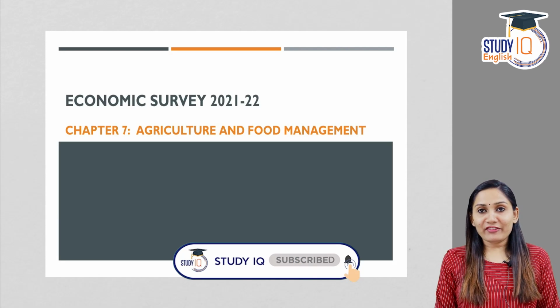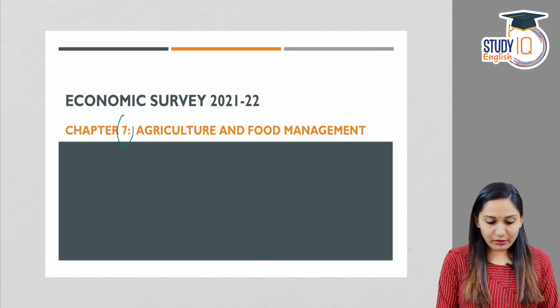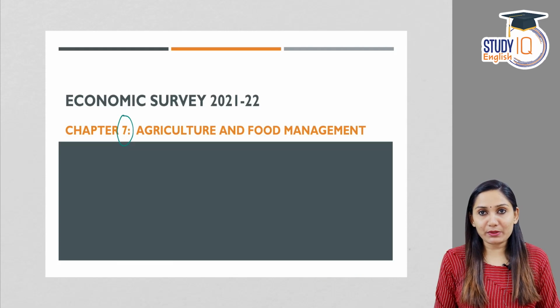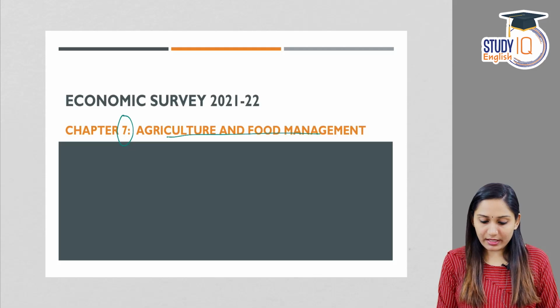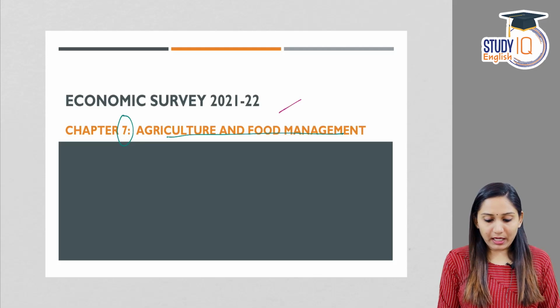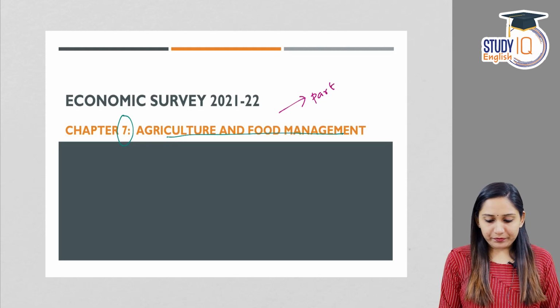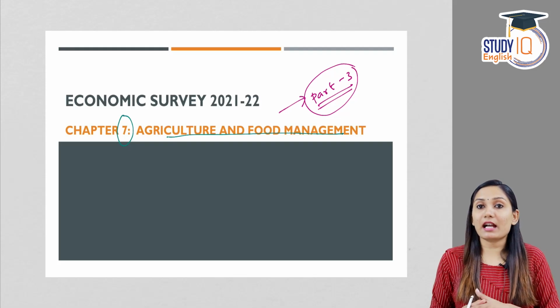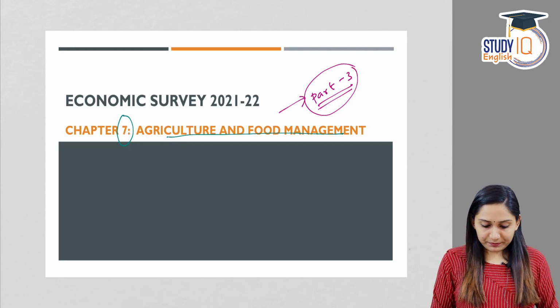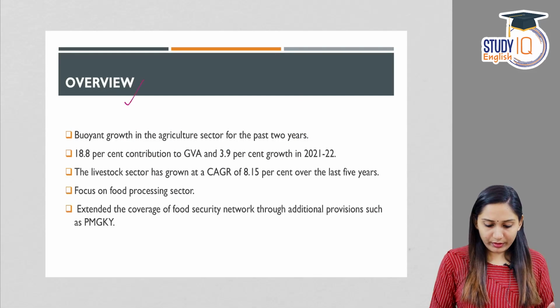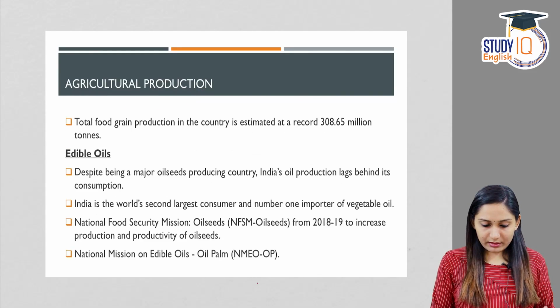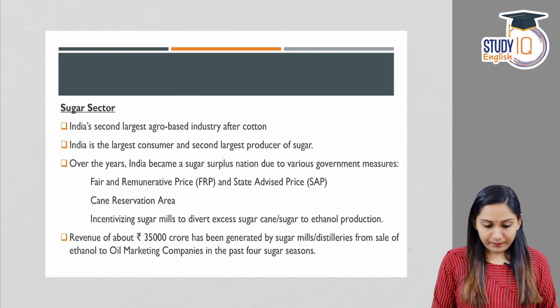I'm Joycey Joy. We are continuing with the 7th chapter of Economic Survey 2021-22 which deals with agriculture and food management. This is part 3 of this chapter. This is a quite lengthy chapter, that's why we are taking it in 3 parts, and this is the last video from this chapter. We have already seen the overview, then GVA, then agricultural production.